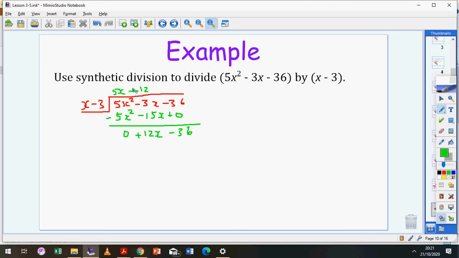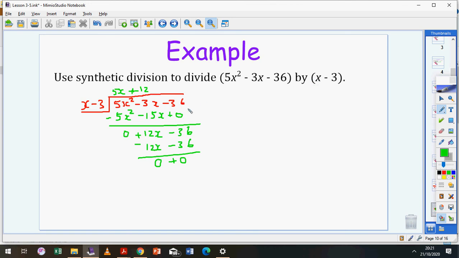Positive 12 times x is 12x. And positive 12 times negative 3 is negative 36. So 12x minus 12x is 0. Negative 36 minus negative 36 is also 0. So this is the first time we don't have a remainder, and this means that we've been able to factorize this, divide this completely using that factor.